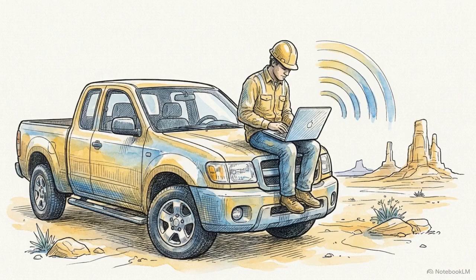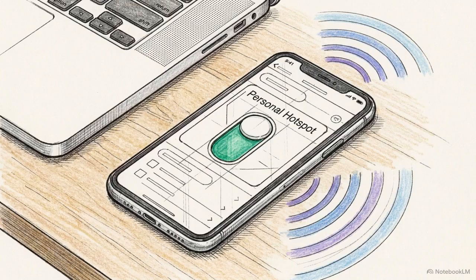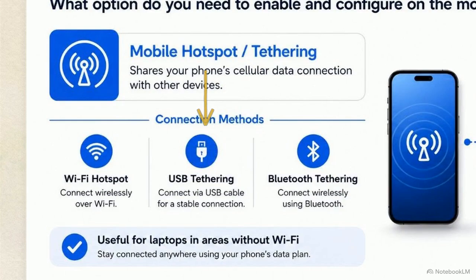You have a laptop that requires internet access to reach corporate servers, but you are in a remote location with no local Wi-Fi available. You can bridge the laptop to the internet using a mobile device's established cellular connection. This process is called tethering. For the most stable connection, use a physical USB cable.